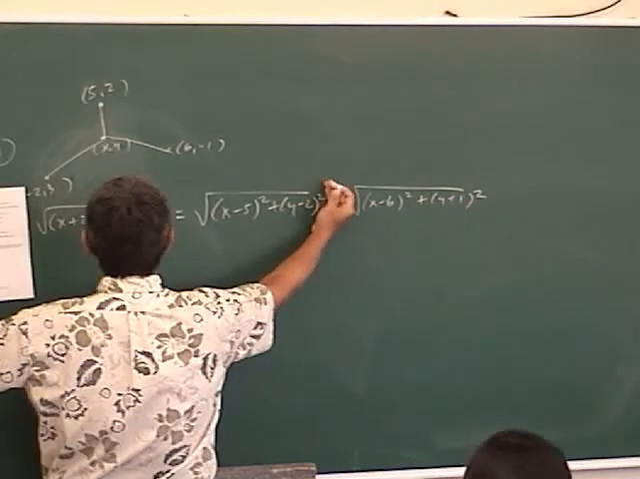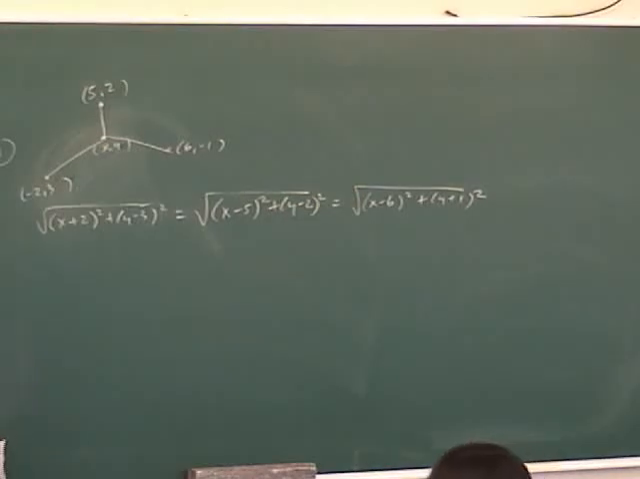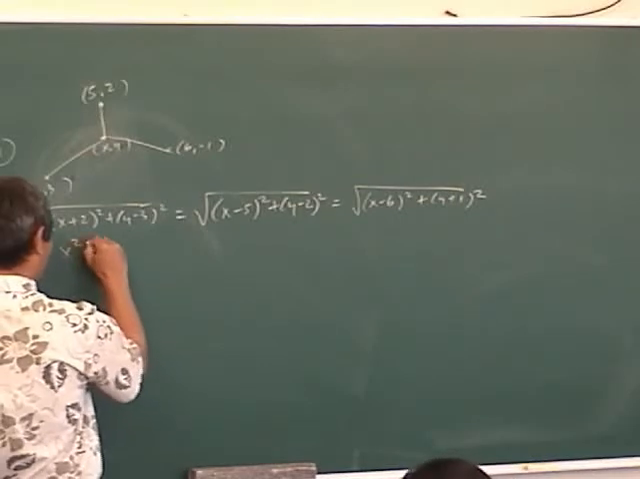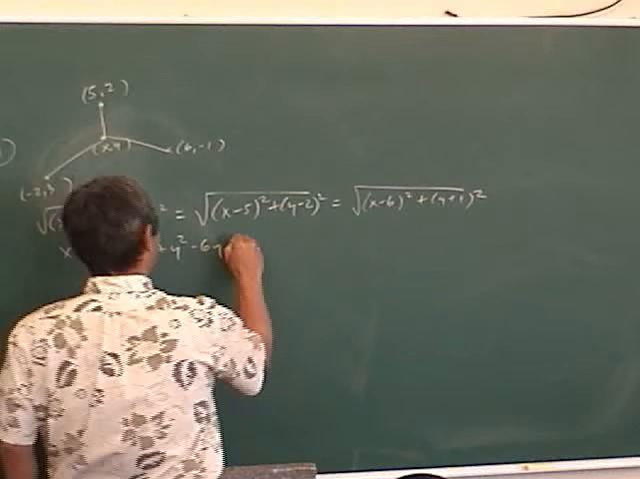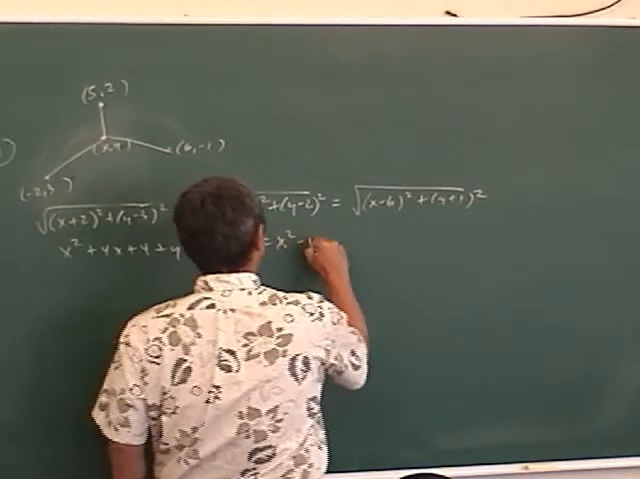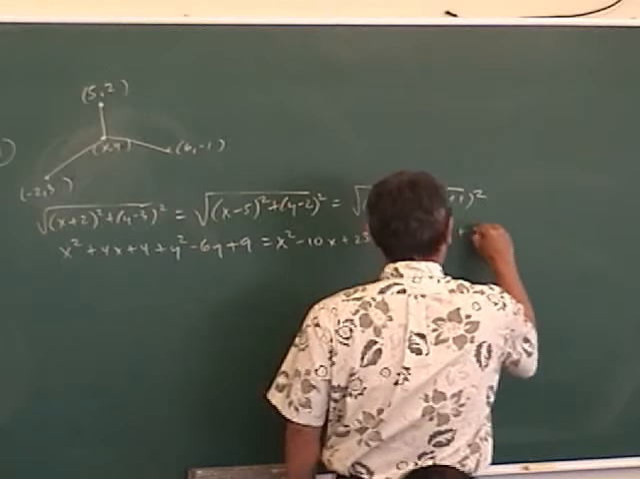Okay, if you have this equation right here, what do you do? What's the first thing you do? Square both sides and then multiply it all out, right? Okay, watch. x squared plus 4x plus 4 plus y squared minus 6y plus 9 is equal to x squared minus 10x plus 25 plus y squared minus 4y plus 4.